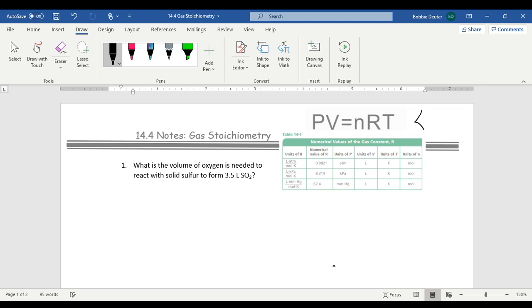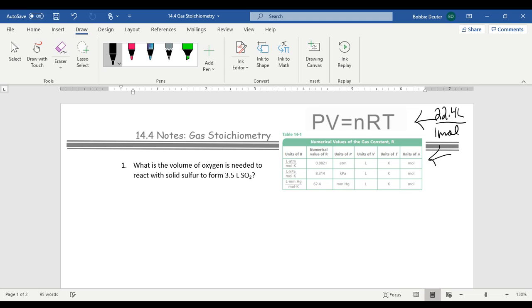We're going to make sure that we still use our ideal gas law because in stoichiometry we're converting from one substance to another, so we're going to need moles. And then the other thing that we're going to use is Avogadro's. So remember 22.4 liters is equal to 1 mole. So those are the two main ones we're going to use.